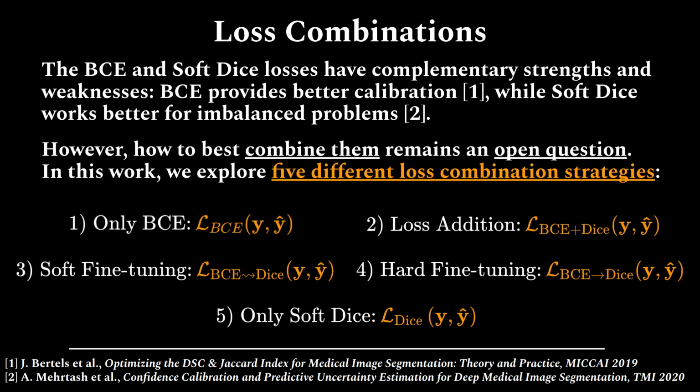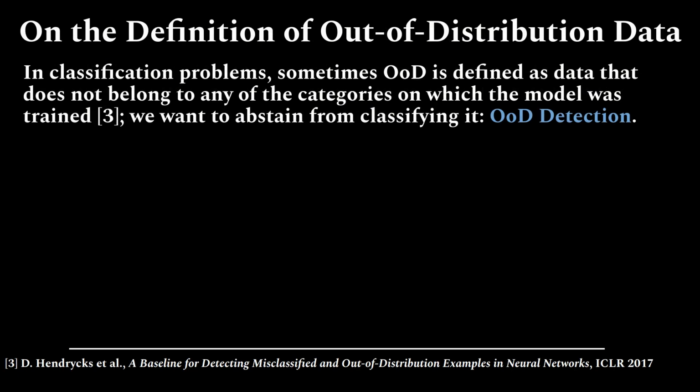So we want to understand the impact of the choice of these loss functions in our problem, in the lesion segmentation problem, and also we want to analyze the behavior of these losses in the particular case when we have out of distribution data. So this is a bit of a complicated matter that deserves some little discussion.